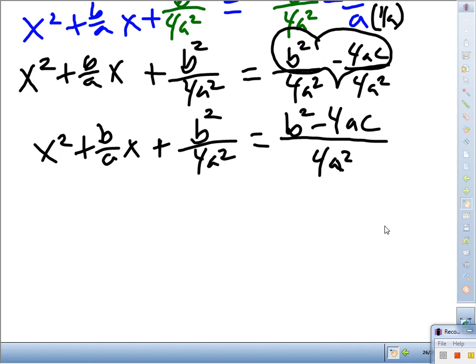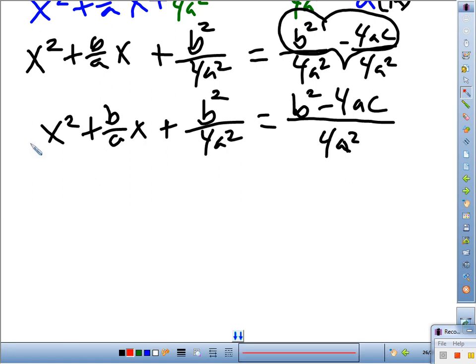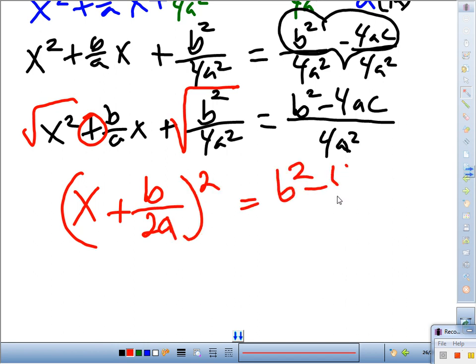All right. Who saw how to do the square root of the first? Which is what? x. Square root of the last. What is square root of b squared? b. What's square root of 4a squared? 2a. What's the sign of the middle? Plus, and all that squared, and that is equal to b squared minus 4ac over 4a squared. Hands if you got that.